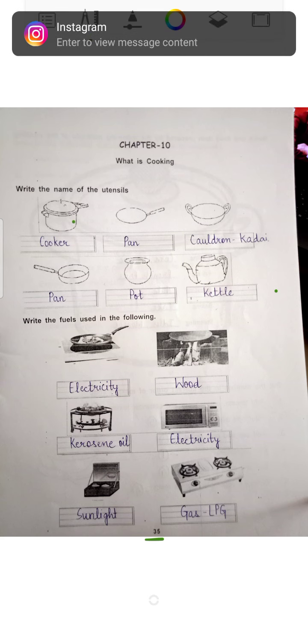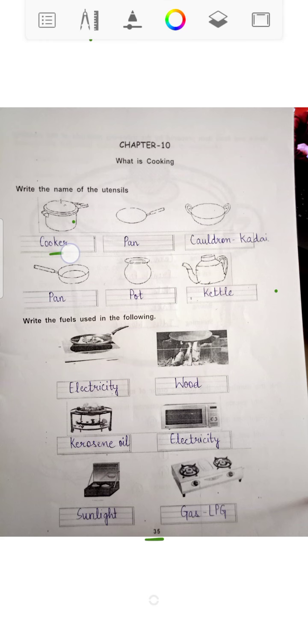So the first picture is similar to cooker, right? So you are going to write down the cooker or the pressure cooker, you can say. The second picture is a tawa, right? It is a pan, so you have to write down the word pan. The third picture is your कढ़ाई, जो आपके घर में आप देखते हो. We can say कढ़ाई, or you can also say cauldron, right? So in English it is called as cauldron. The fourth picture, it is of a pan, so you have to write down the picture as pan.